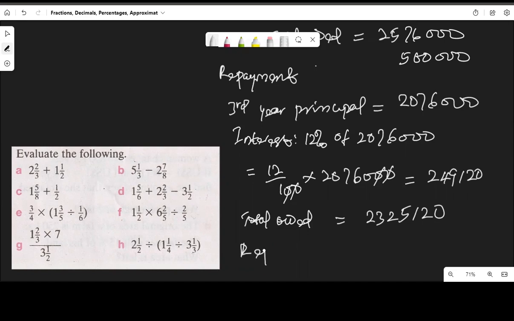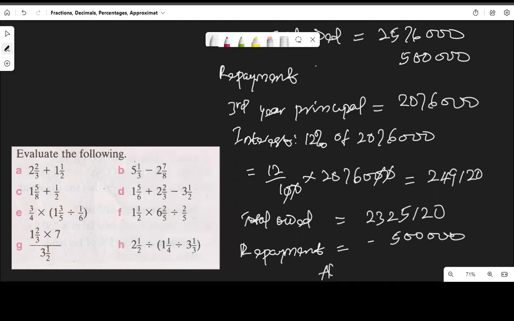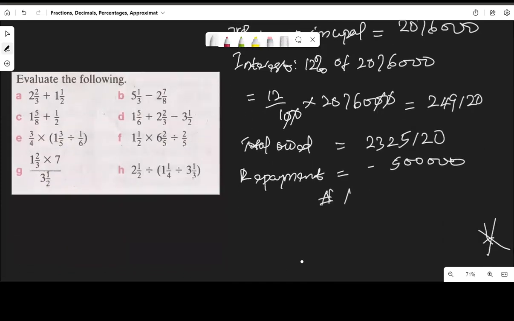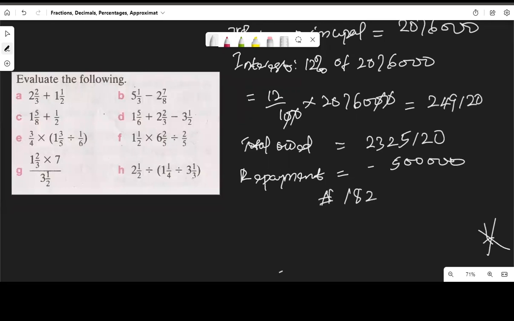Then they made a repayment of 500,000. So minus 500,000 gives 182,520. So at the end of 3 years, they owe 182,520. That is the total owed at the end of 3 years.